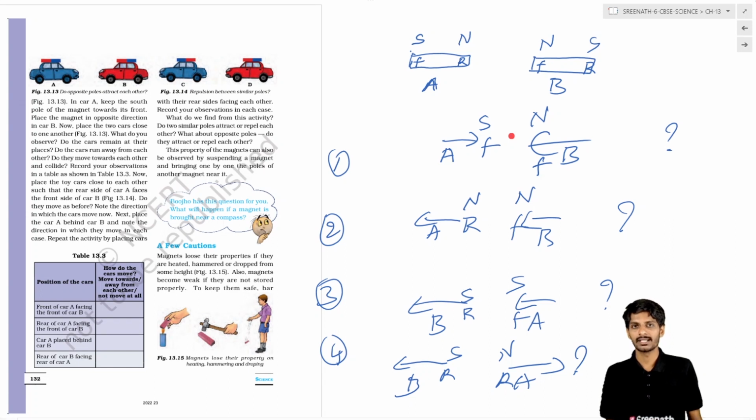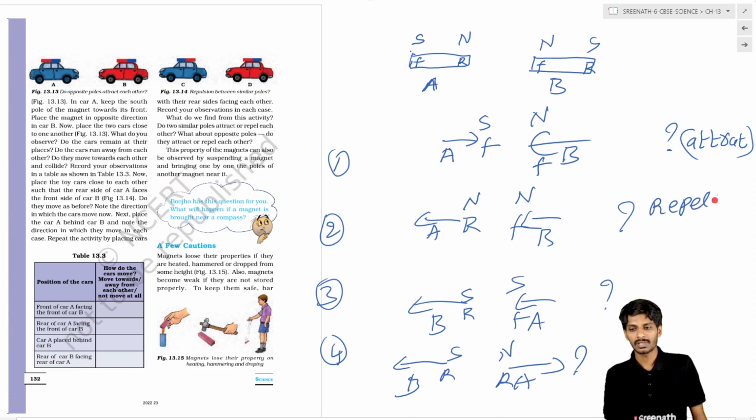Do the cars collide? In this case, if you do this experiment, what happens? They will collide with each other, which we also call attract. They will attract each other. In this case, they will move away from each other. We call it also that they will repel each other. In this case also they will repel each other, which means they will move away from each other. In this case they will attract each other, which means they will collide with each other.